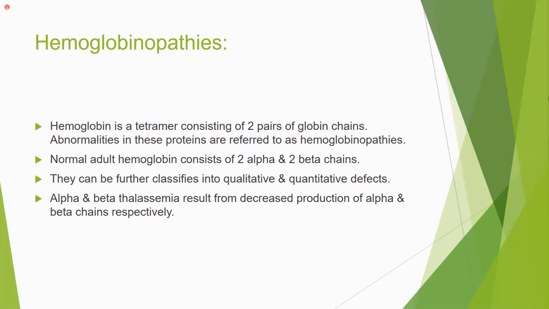And the qualitative defects are the ones in which there is a defect in the hemoglobin, where one of the amino acids within the hemoglobin chain is missing or replaced by some other amino acid, while in cases of the quantitative defects, whole chains are missing. Like alpha and beta thalassemia result from decreased production of the alpha and beta chains. This is the quantitative defect.